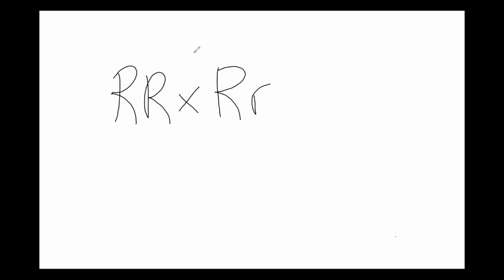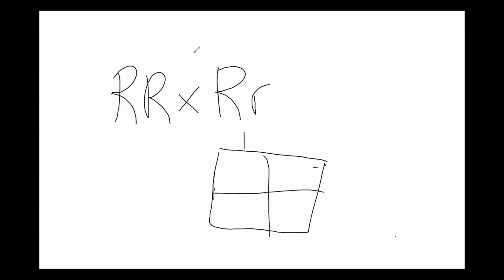So this is the next problem right here, big R, big R, which is homozygous dominant, times big R, little r, which is heterozygous. I draw my Punnett square. I put my letters on top. Big R, big R, big R, little r. And then I fill in my boxes.